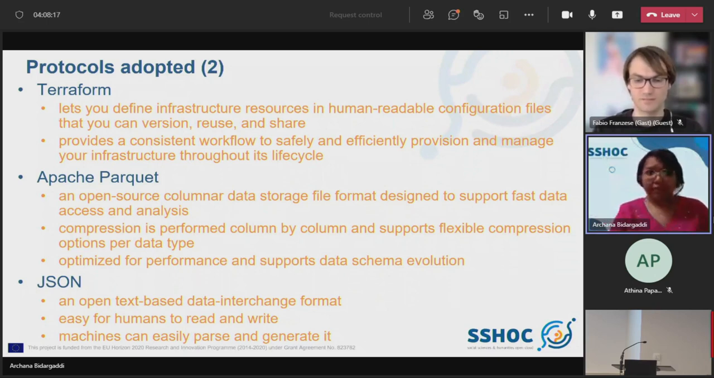Then going forward, we have adopted Apache Parquet as a data file format for dissemination. For regular storage, we have used the SPSS file format. For preservation purposes, we have used the open formats, text and CSV.